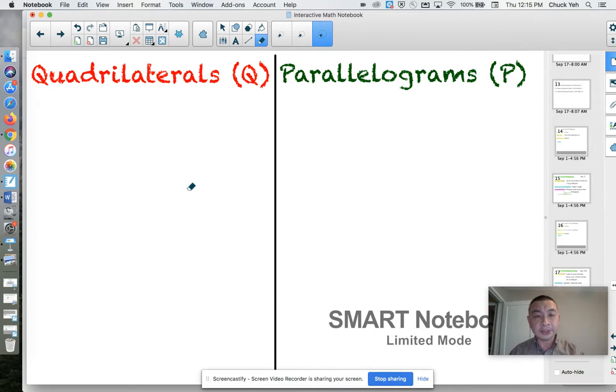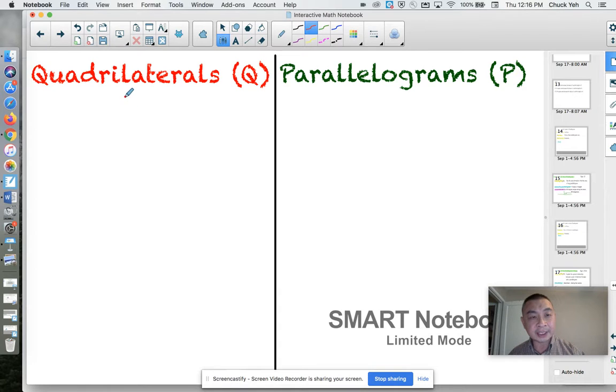First thing we're going to do is take out your whiteboard and put a line through the middle. You're going to put Q for quadrilaterals, P for parallelograms. Think about what a quadrilateral is. A quadrilateral is a shape with four sides. A parallelogram is also a shape with four sides, but the sides are parallel with each other. That means they can never crisscross the sides.